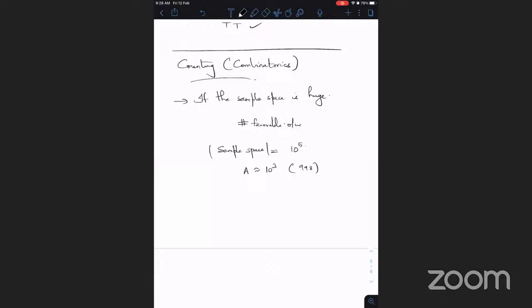So let's start with a few basic ideas from counting. Okay. So we are only talking about the case when the sample space is finite.